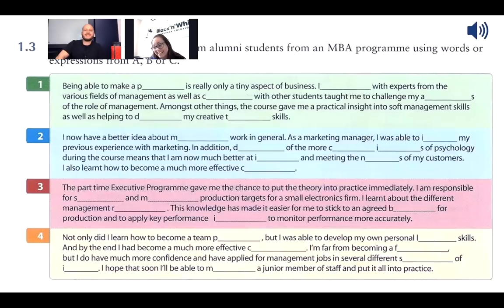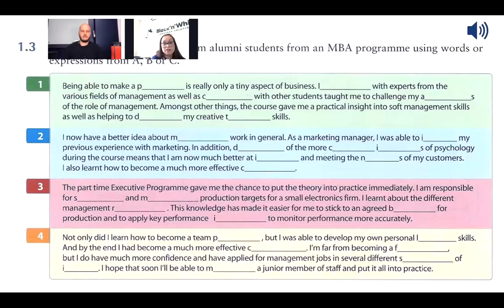From India, all right. So you read now, okay? And while you read, you start giving the answers, okay? So, being able to make a profit is really only a tiny aspect of business. Interacting with... tiny, okay. Interacting with experts from the various fields of management as well as collaboration with other students taught me to challenge my assumptions of the role of management.